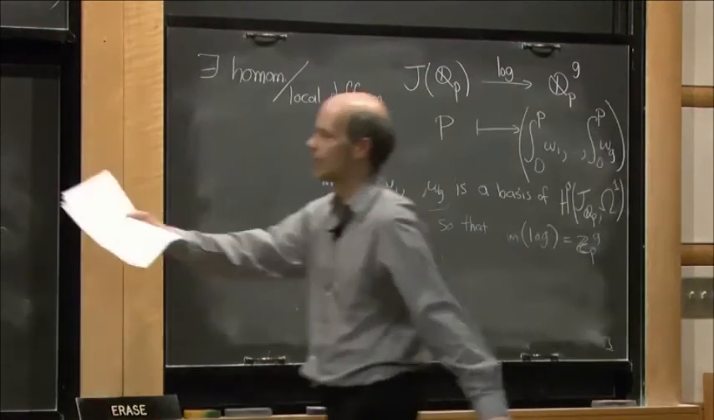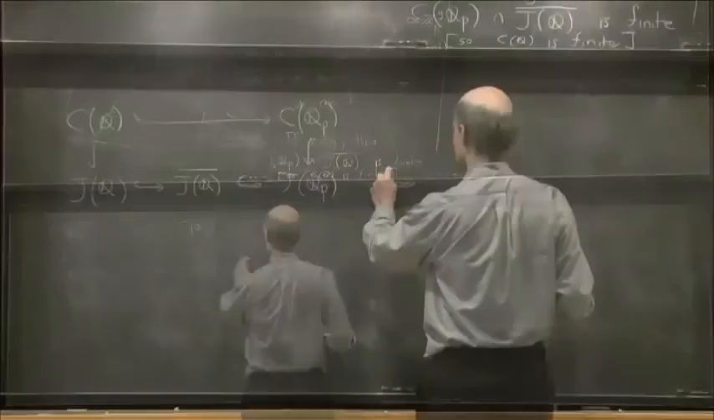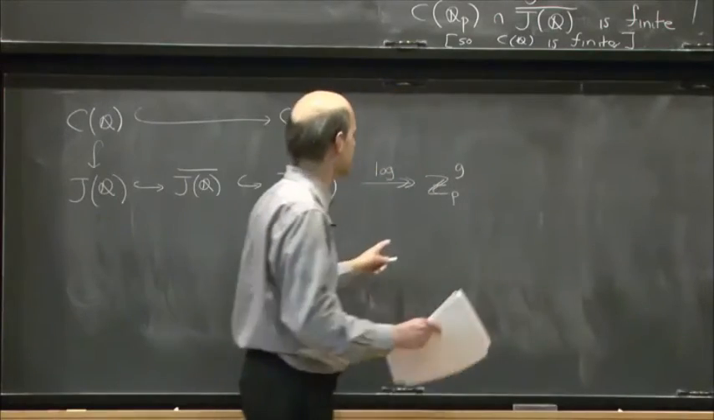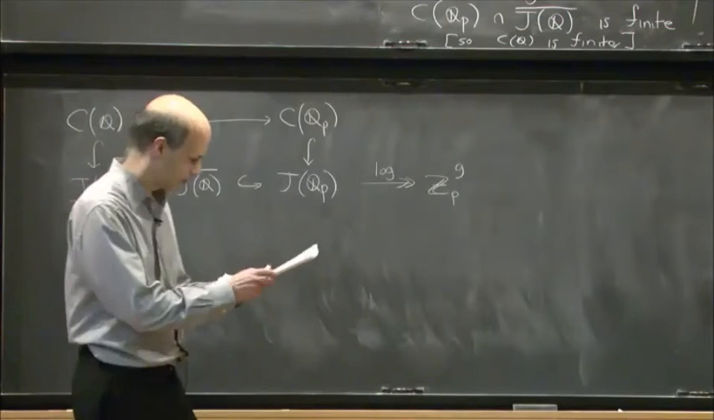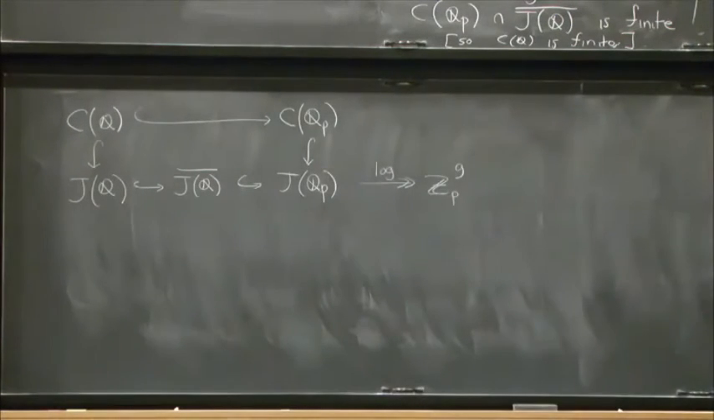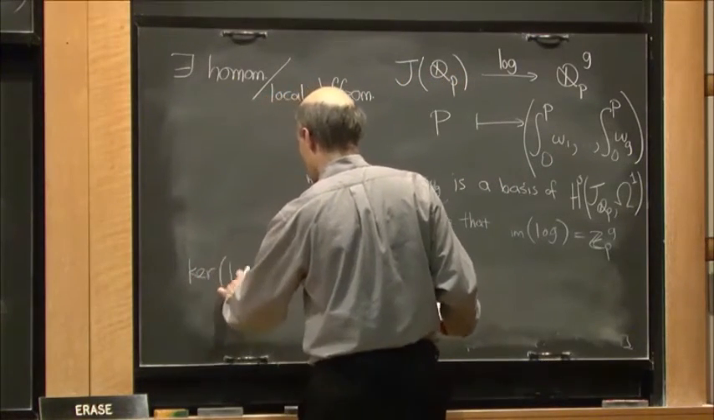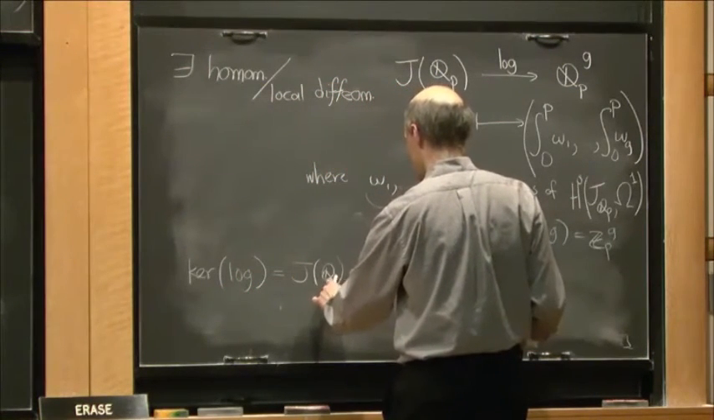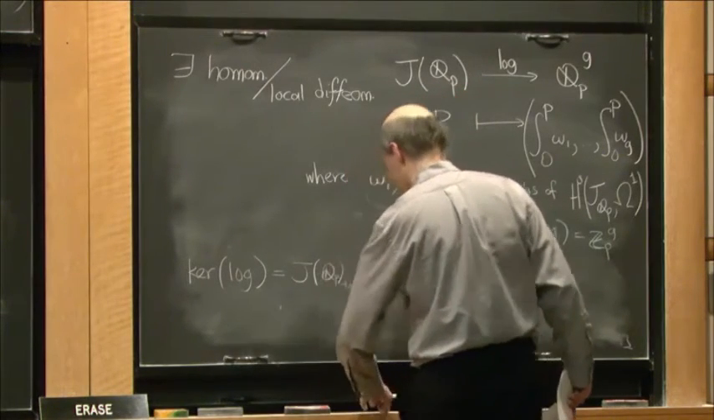So let me now draw this in the picture as well. Now I have a surjection given by this p-adic logarithm map going to Z_p to the g, and the whole point is that this straightens out the group law. Whatever the group law is here, over there it just becomes addition, and that's why this is helpful. Also, not too much information is lost. This map does have a kernel, but the kernel is just the torsion subgroup of J of Q_p, which is a finite group.